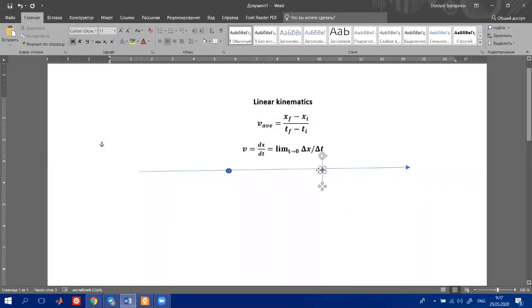For example, the final position is very close to the initial position here. Then you can measure velocity when the distance is very small and the time is very small, because during this very small time, velocity doesn't change. We assume that velocity doesn't change during a very short time. And that's why we can use this definition of instantaneous velocity. So if you know the coordinate, you can find velocity. Let's solve an example problem.